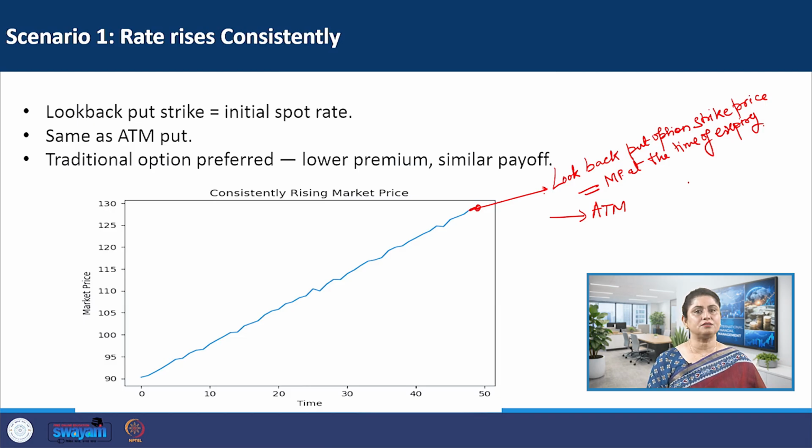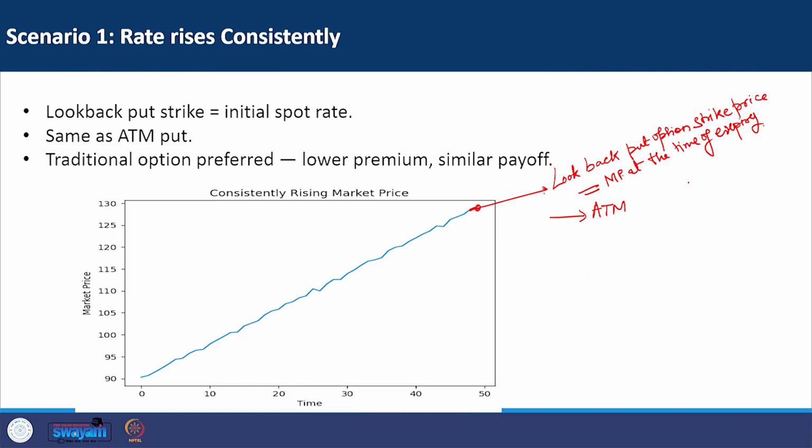However, the key difference lies in the premium. The lookback option is much more expensive because it offers protection against unfavorable movement. But in a steadily rising market, that protection is never used. So, after accounting for the higher premium, the lookback option results in a lower net outcome compared to the traditional option.